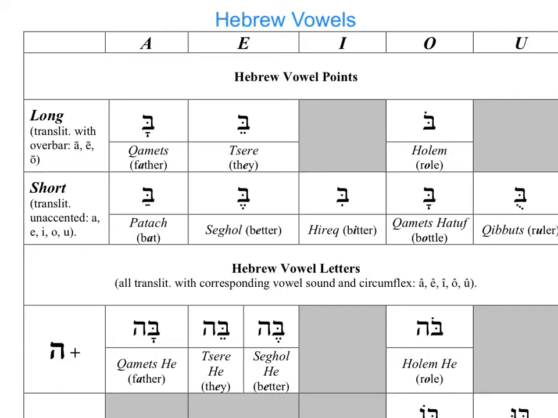So if we were to take that B sound of our Hebrew placeholder bet, and add a kibbutz to it, it would be boo, ruler, boo. That short U sound is what we're left with.